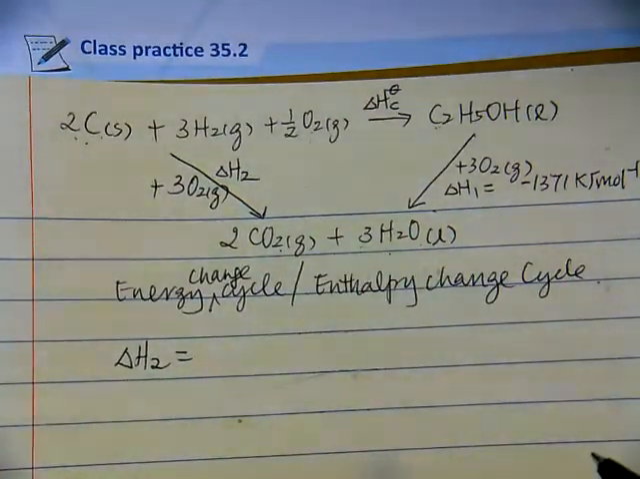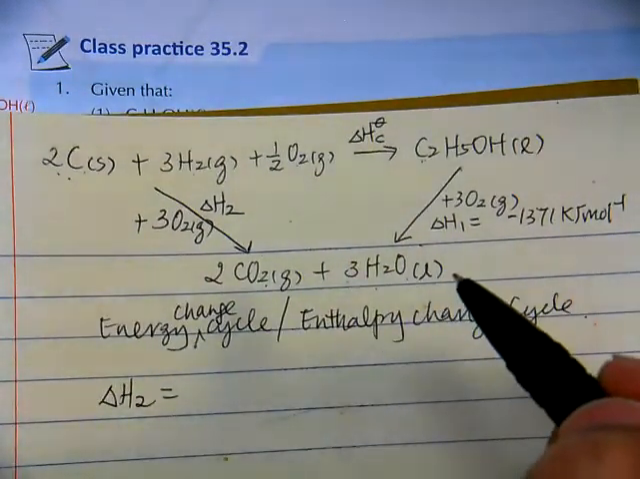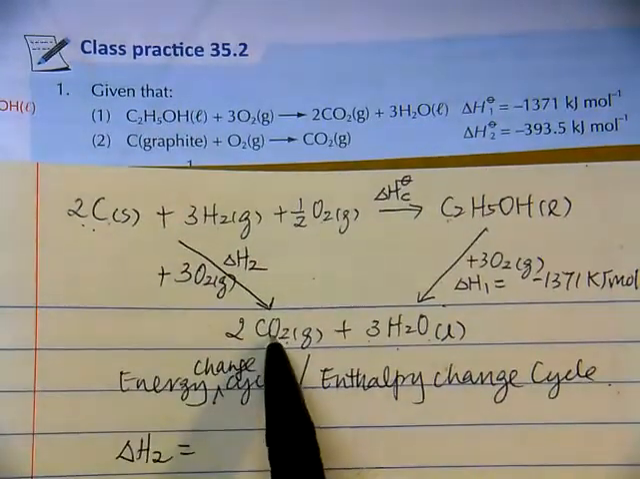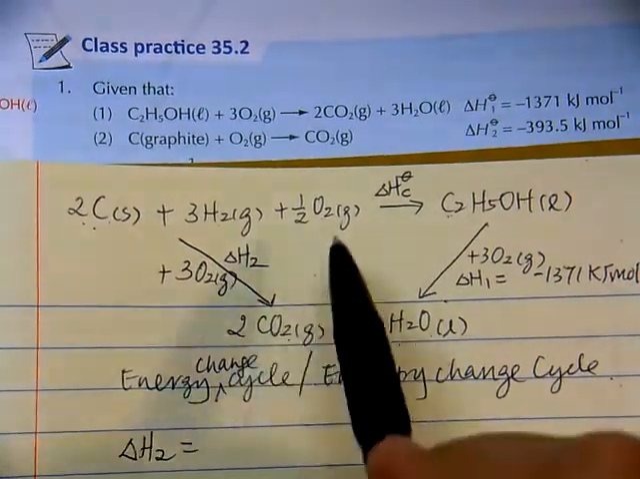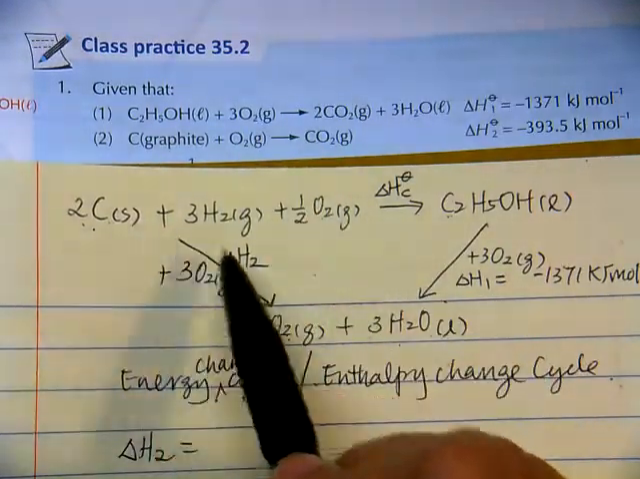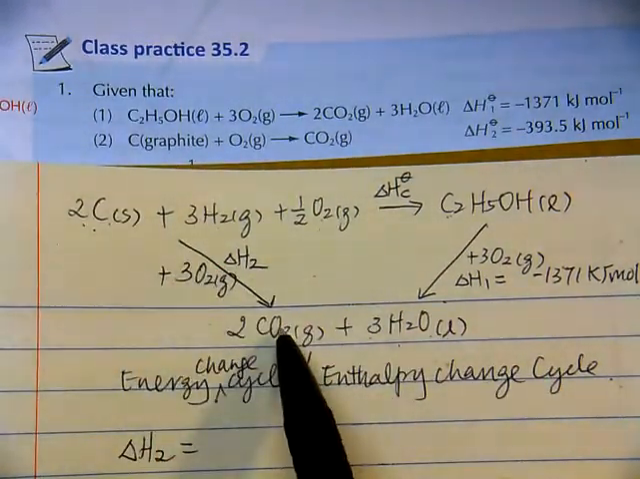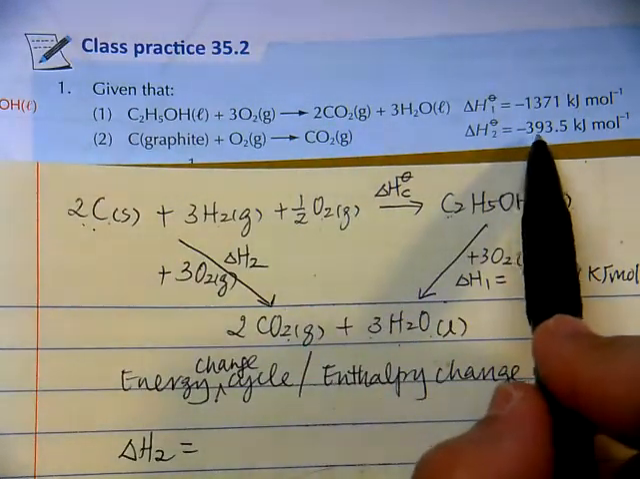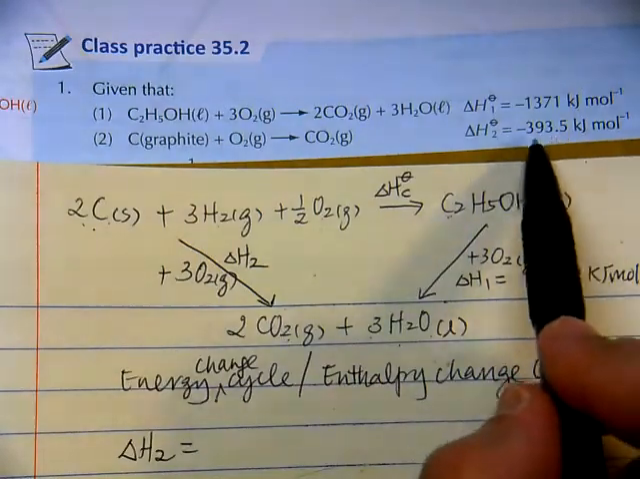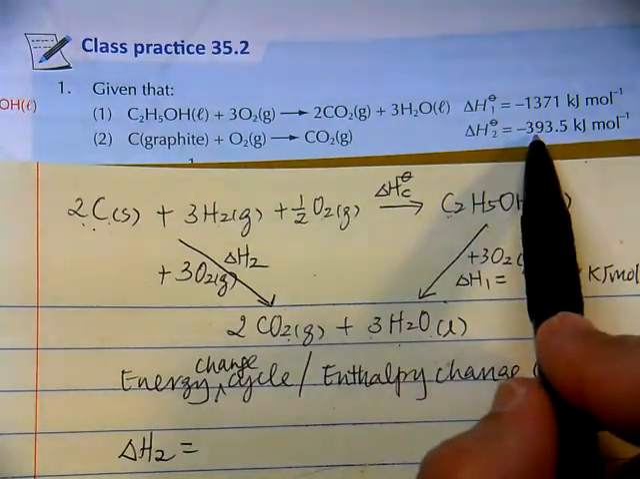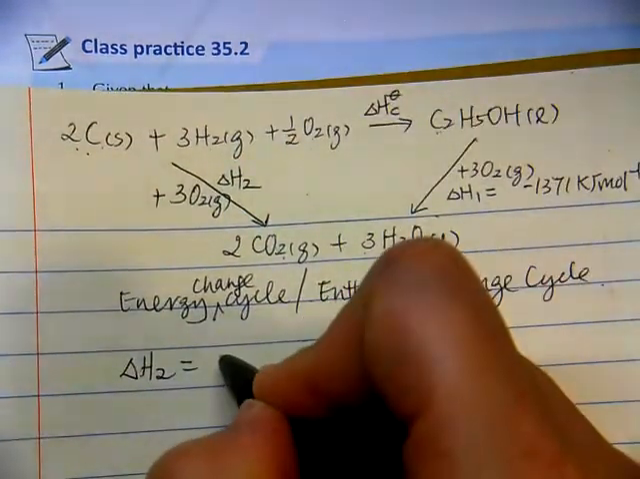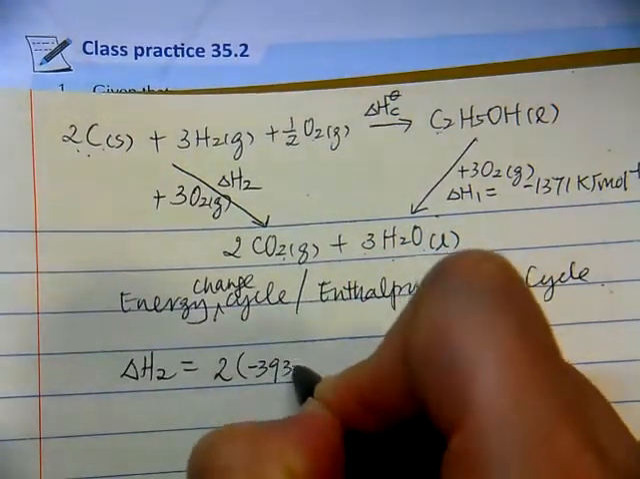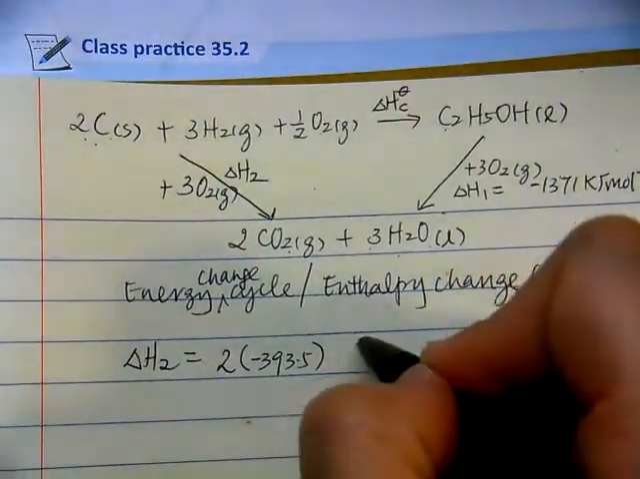I label it as delta H2. Now what is delta H2? Delta H2 is equal to the summation of 2 terms. The first one, you can see that graphite changed to carbon dioxide. However, there are 2 moles in the equation, and according to the data given, 1 mole of carbon dioxide produced, the delta H is equal to negative 393.5. Now we have 2 moles, so 2 times 393.5. This is the first part.